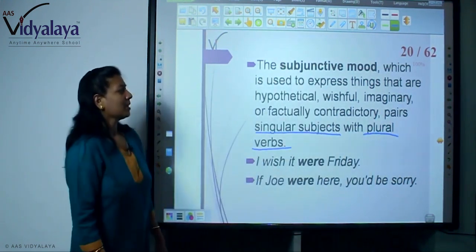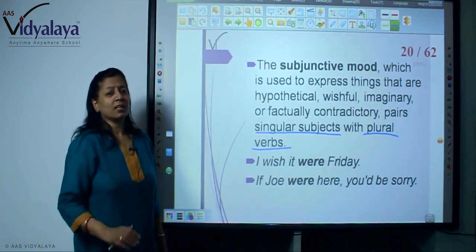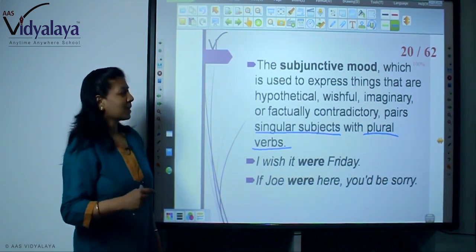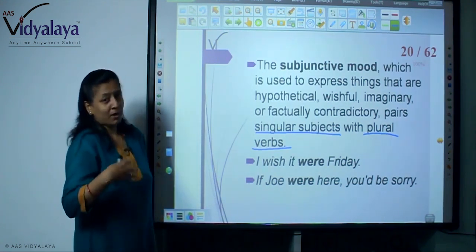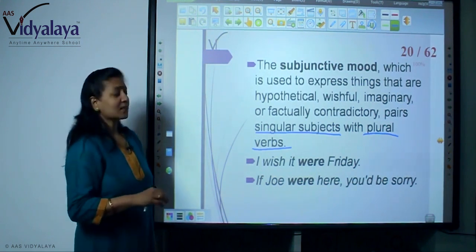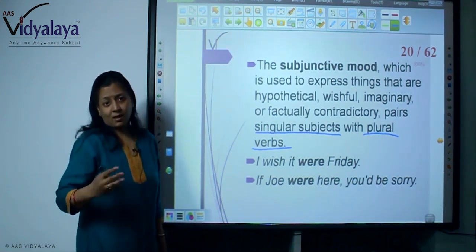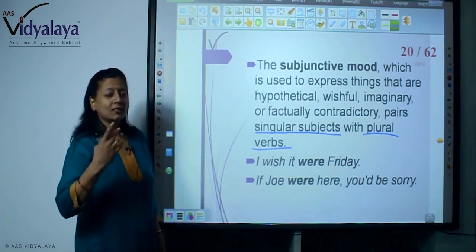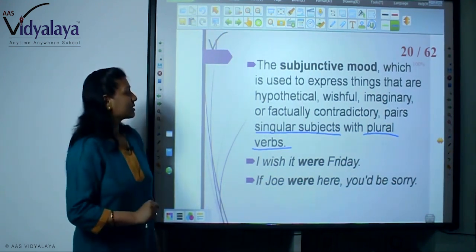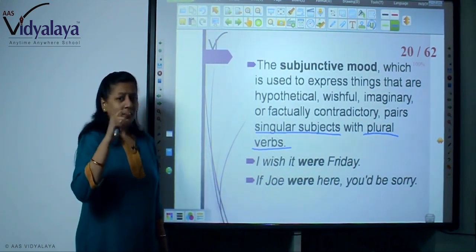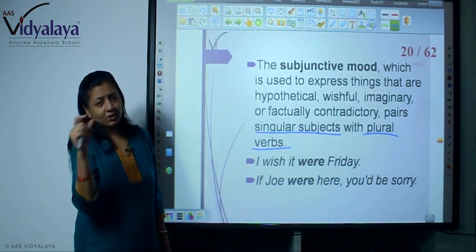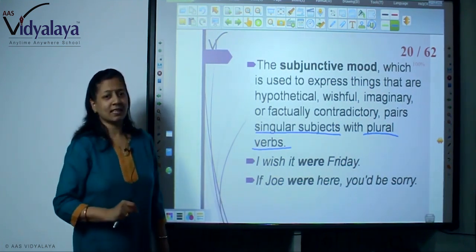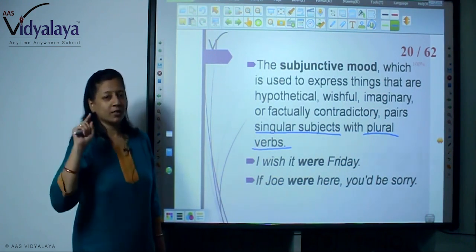For example, in the subjunctive mood, sometimes we say a hypothetical thing that doesn't happen. Sometimes we wish for something that may or may not be fulfilled. Sometimes we imagine, and that imagination may be unreal, something beyond reality. Sometimes we say something contradictory to the facts. That also, if the singular subject is there, the verb is plural.